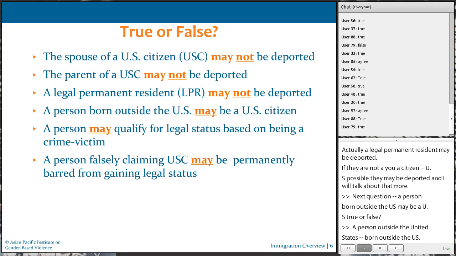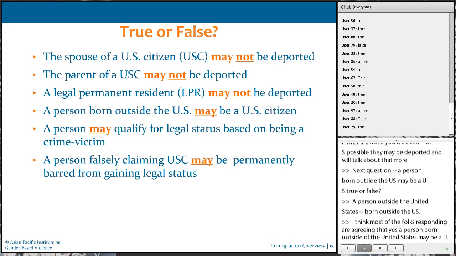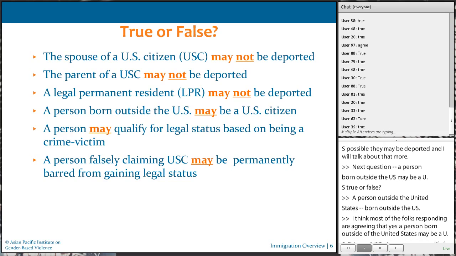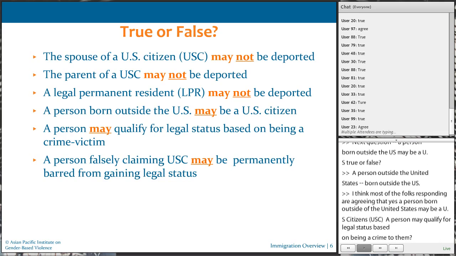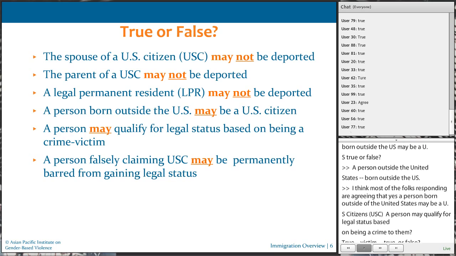Okay, next question. A person may qualify for legal status based on being a crime victim. True or false? If you think that is true, click agree. If you don't, click disagree. A person may qualify for legal status based on being a crime victim. True or false?